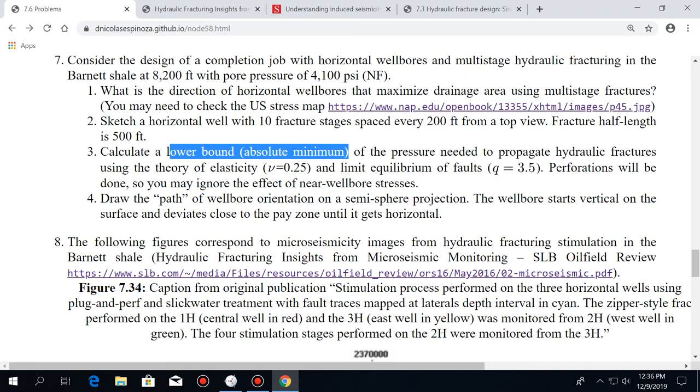Either of those methods is going to be good for this particular problem to calculate the minimum principal horizontal stress, either with elasticity or with equilibrium of faults. And actually, you will see that those numbers are quite similar. It's about 0.3 or 1/3. Okay, any questions about this problem? No? Well, then let's just go to the last one.